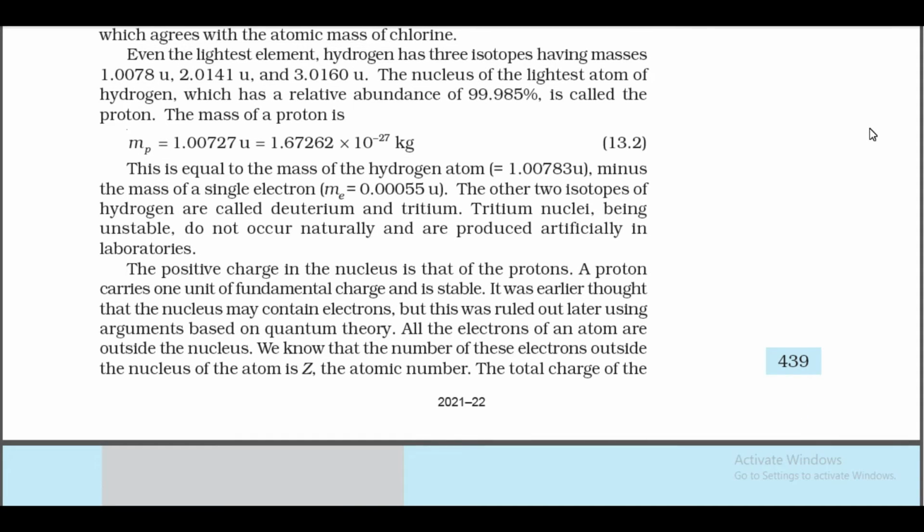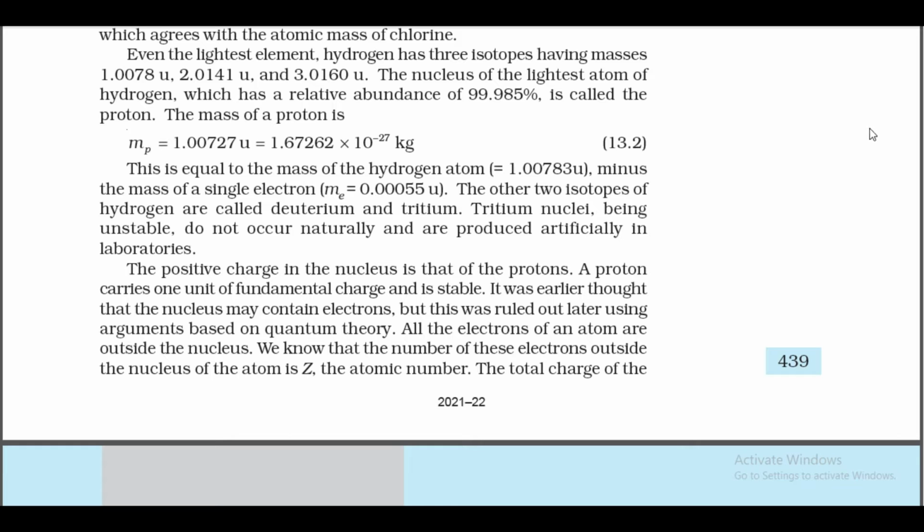This is equal to the mass of the hydrogen atom, 1.00783 u, minus the mass of a single electron, Me, which is 0.00055 u. The other two isotopes of hydrogen are called deuterium and tritium. Tritium nuclei, being unstable, do not occur naturally and are produced artificially in the laboratories.